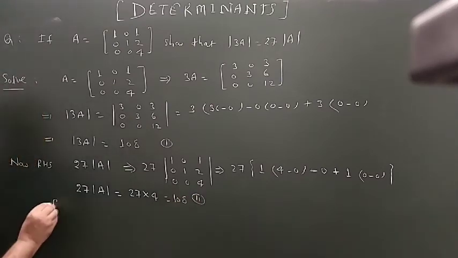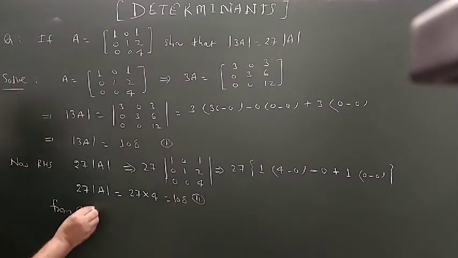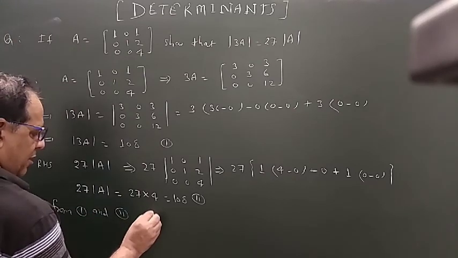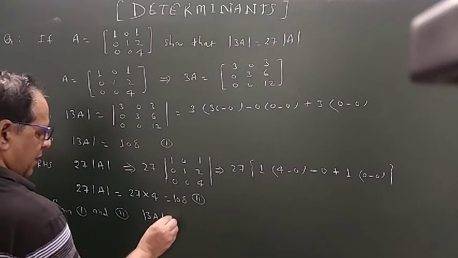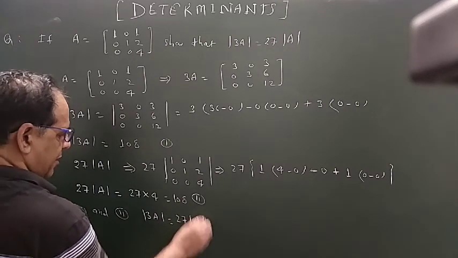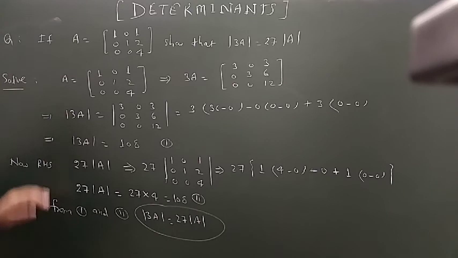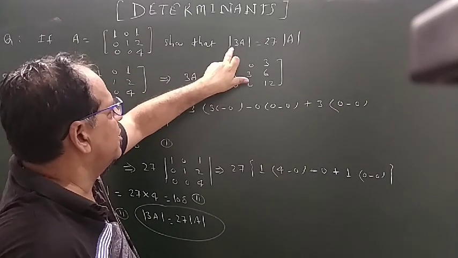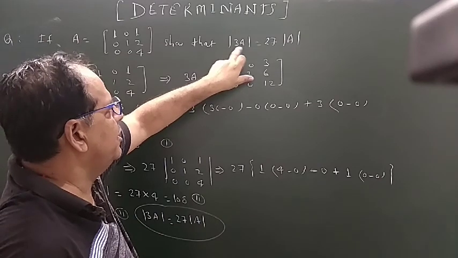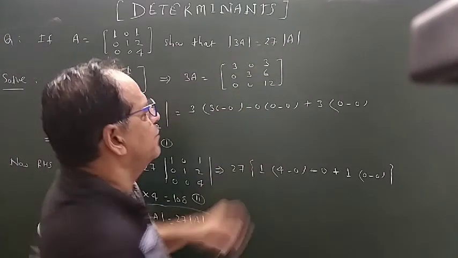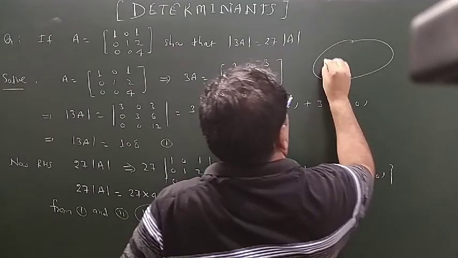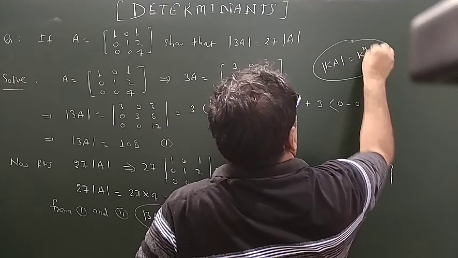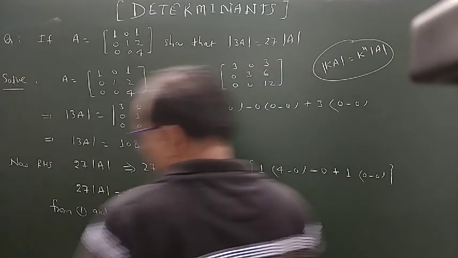So from first and second, we have determinant of 3A equal to 27 determinant of A. So here is a verification of that property. Determinant of 3A is equal to 27 determinant A, just like determinant KA equal to K to the power n determinant A. So this is the most important property of the determinant.